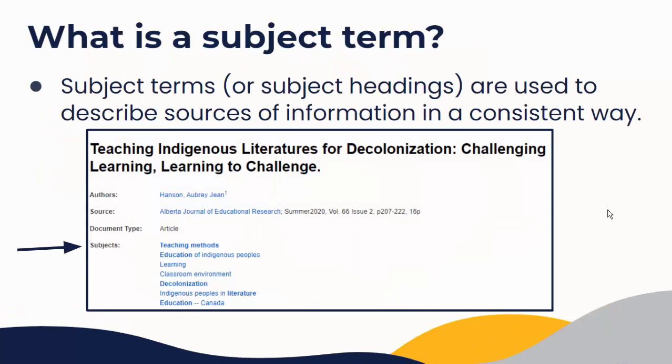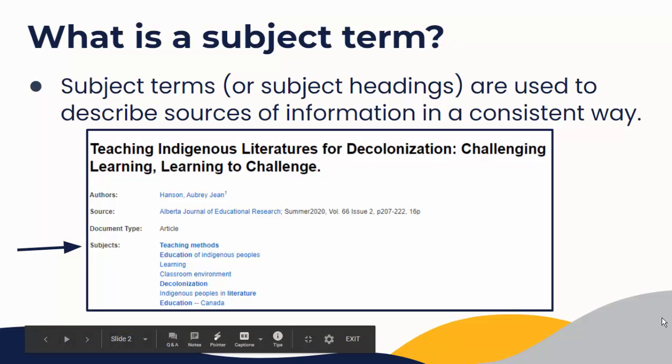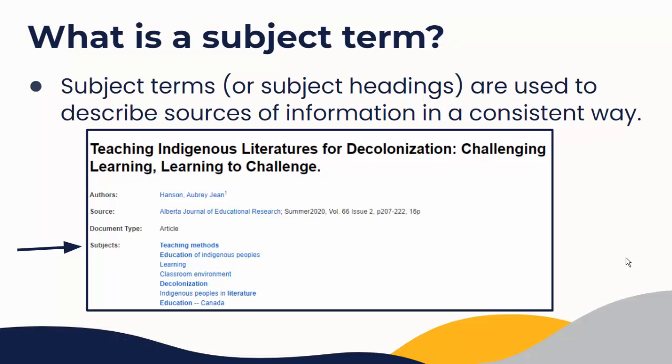So first off, just to get some terminology out of the way, a subject term, also called a subject heading, is something that's used to describe sources of information in a consistent way. So here's an example of an article page from the MLA International Bibliography, one of our databases, about an article called Teaching Indigenous Literatures for Decolonization, Challenging Learning, Learning to Challenge.